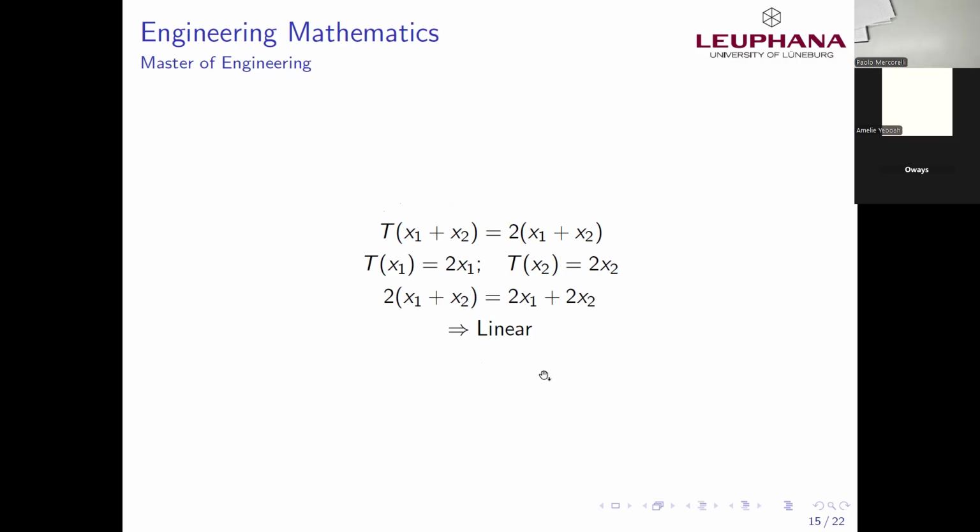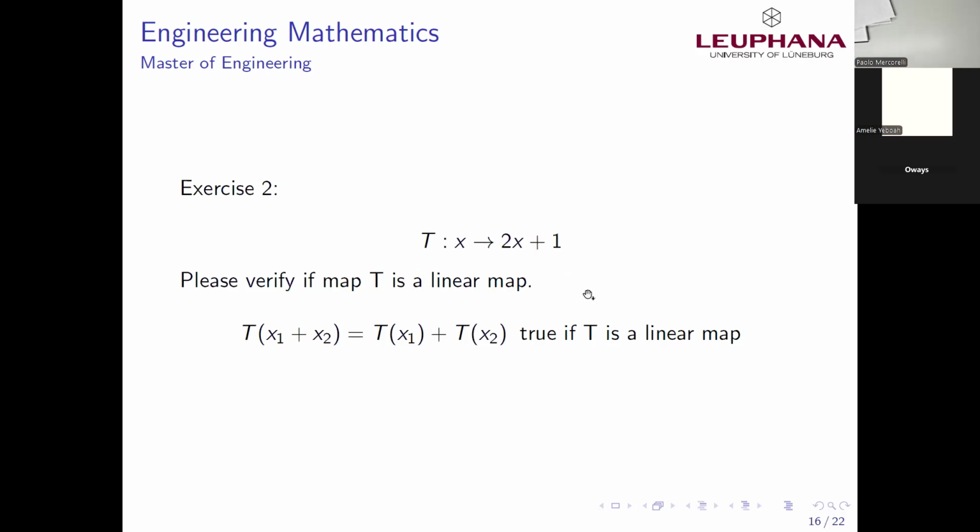This means T(x1) plus T(x2) is equal to T of x1 plus x2. It can be seen in a different form. T(x1 plus x2) equals 2 times this here. T(x1) is 2 times x1, T(x2) is 2 times x2. And then we can see that T(x1 plus x2), which is here, is equal to T(x1) plus T(x2). Easy.